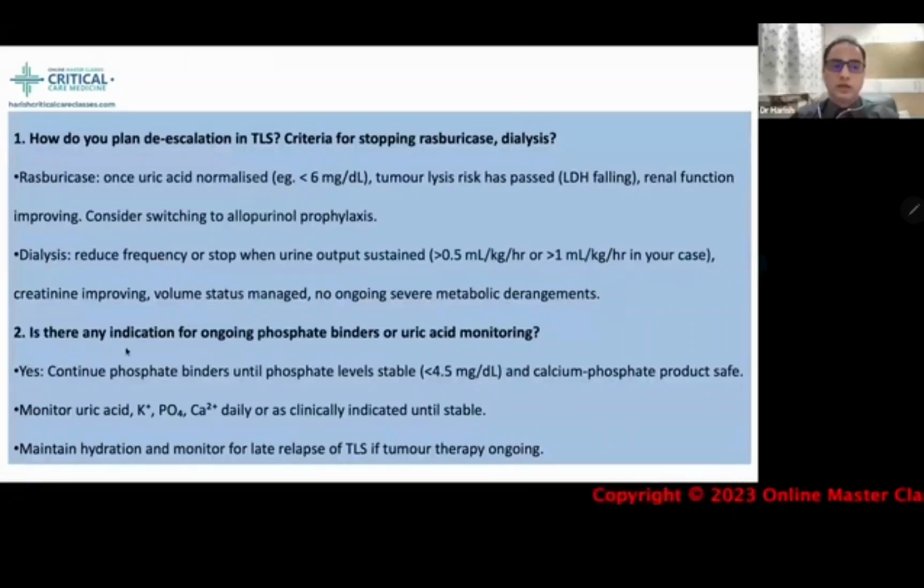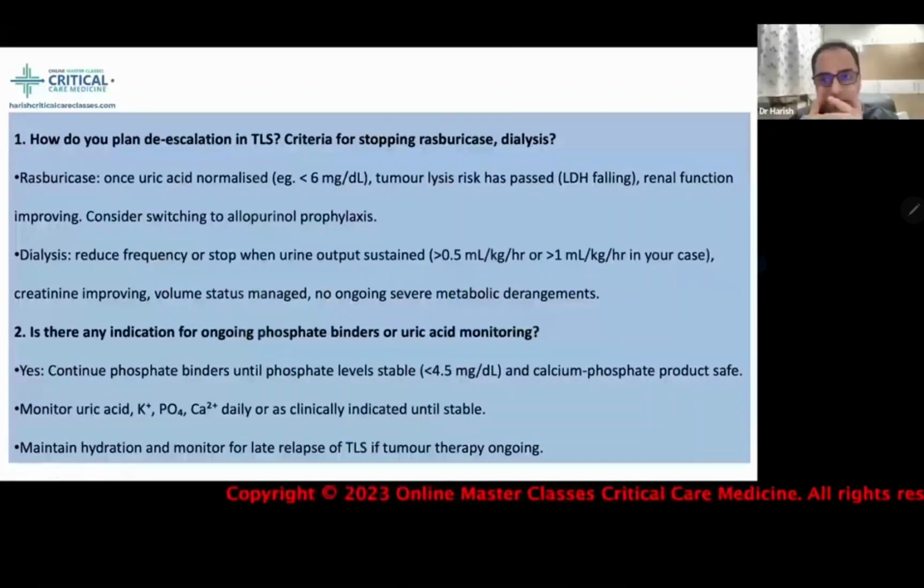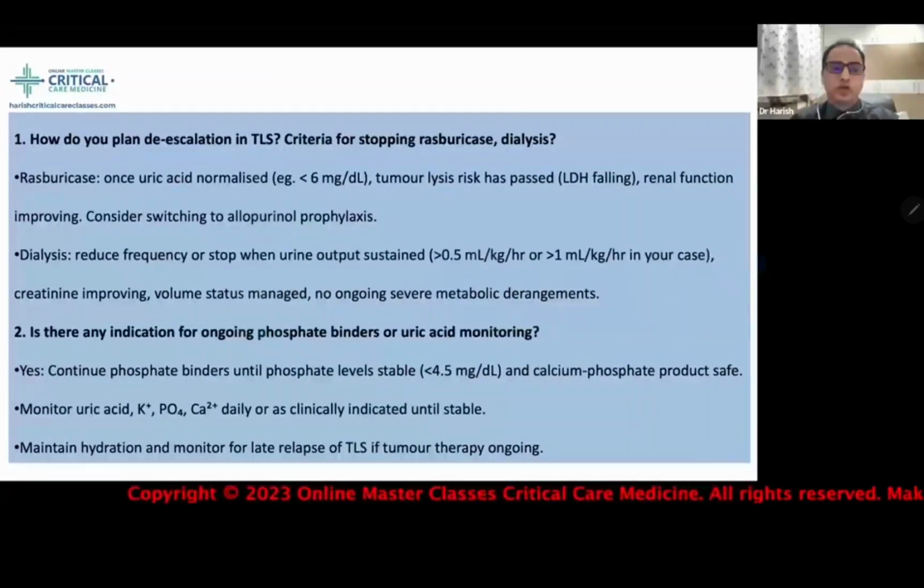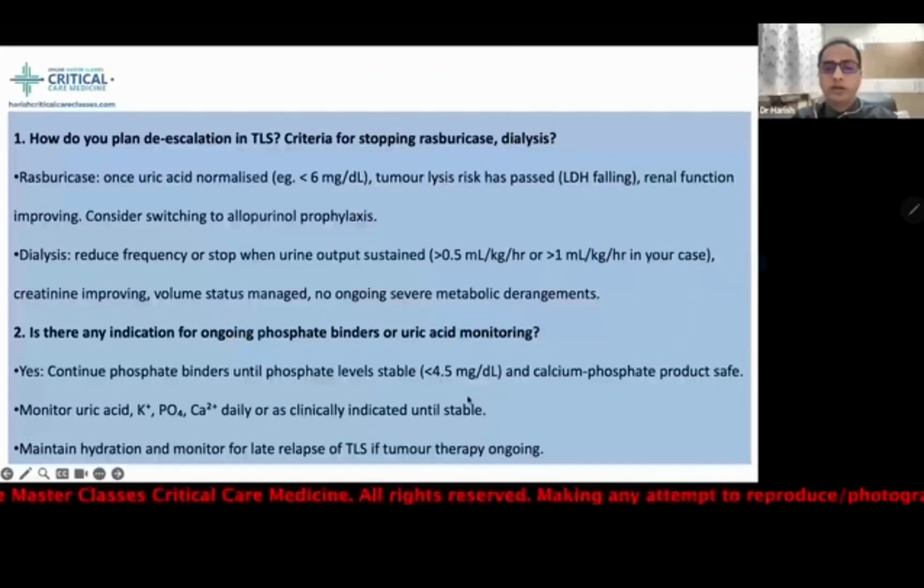So is there any indication for ongoing phosphate binders or uric acid monitoring? Definitely yes. So continue phosphate binders until phosphate level is less than 4.5 milligram per deciliter. So the calcium phosphate product is safe at this level. Okay, when you have a low phosphate level, monitor potassium, calcium, phosphate and uric acid also. So maintain the hydration and monitor for late relapse of tumor lysis syndrome.